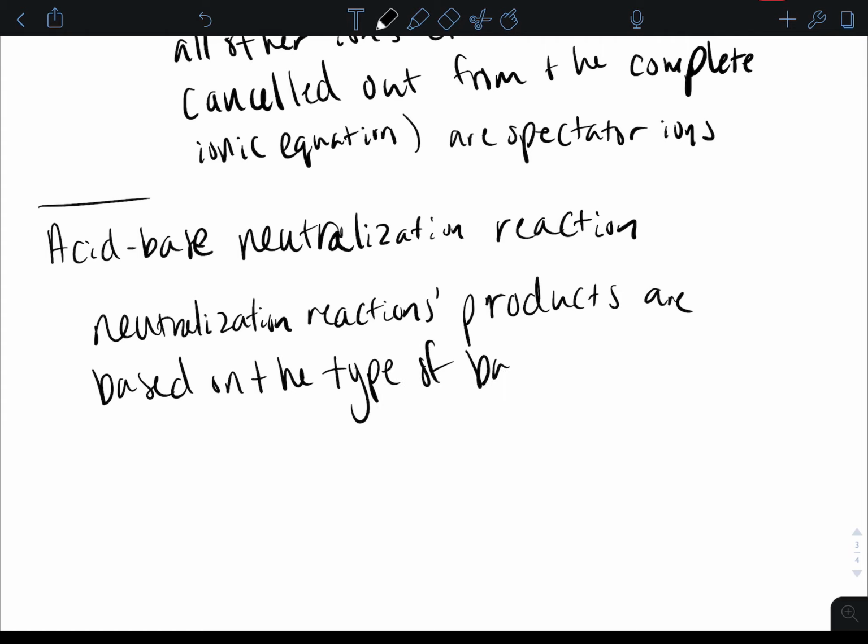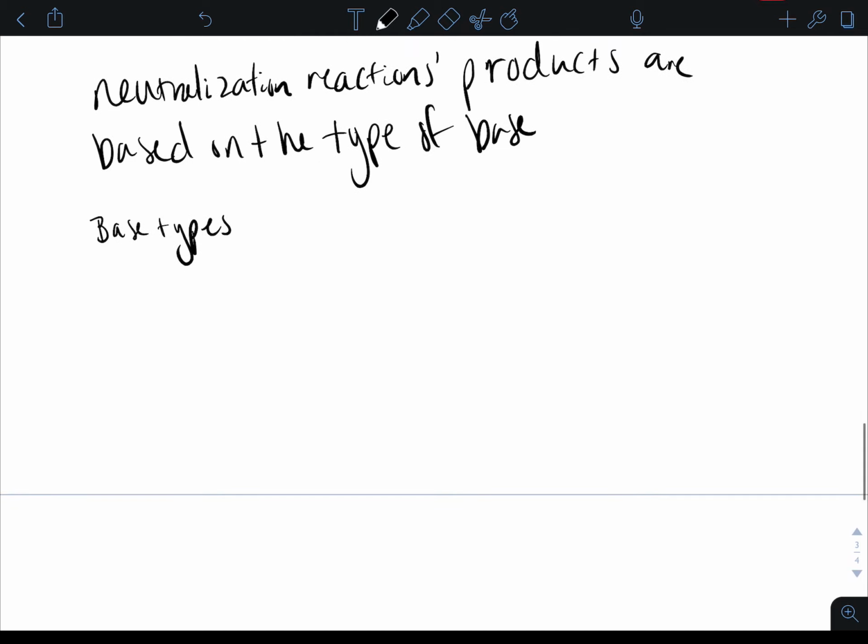So all of our acids, we can kind of look at all the same. They're all just going to be proton donors. But our bases are going to be slightly different. So we're going to have a couple of different bases we're going to look at. We're going to look at carbonate bases, bicarbonate bases, hydroxide bases, sulfide bases, and ammonia bases. So we're going to start with the most common one, and that's going to be hydroxide bases.